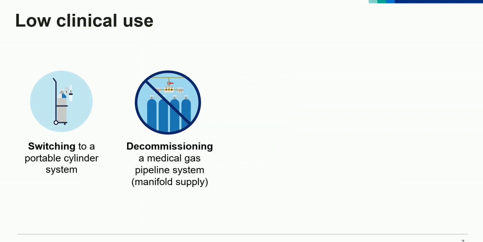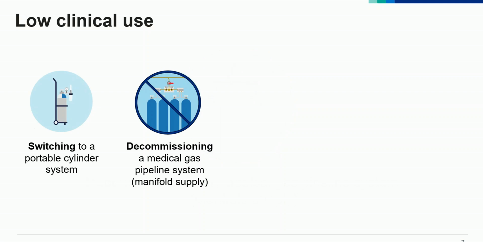In areas with low clinical use, switching from a medical gas pipeline system to a portable cylinder system significantly reduces waste. Trusts should switch to a portable cylinder system proportional to clinical use, and then decommission the pipeline supply. Often the simplest option for a portable cylinder system is for small, portable cylinders to be set up on trolleys. These can be stored in a safe place and available for clinical use when needed.